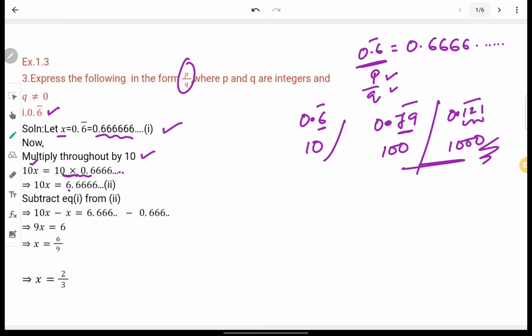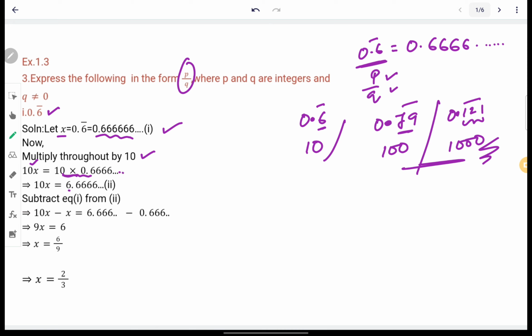Once we are done with that, we'll subtract equation 1 and equation 2, right? So left hand side first. 10x minus x, you can already see here, and then the right hand side after it. Okay, 6.666 minus 0.666, right? When you subtract these two, you're going to see that this is going to be 0 0 0, and I'm just going to get here 6, right? So you can already see here, that is why 6 is here. Okay, and then 10x minus x, we're going to get 9x.